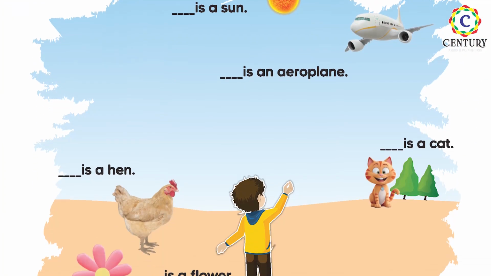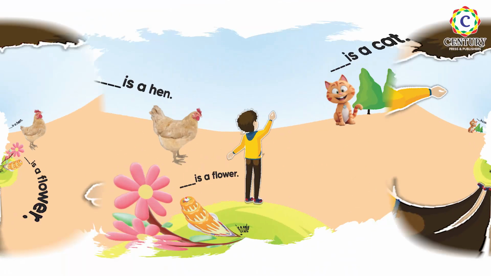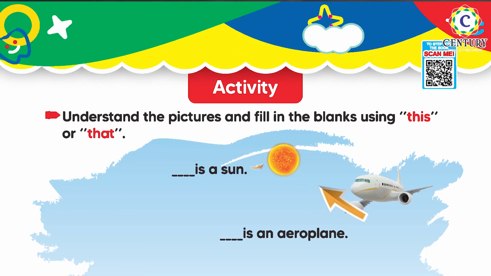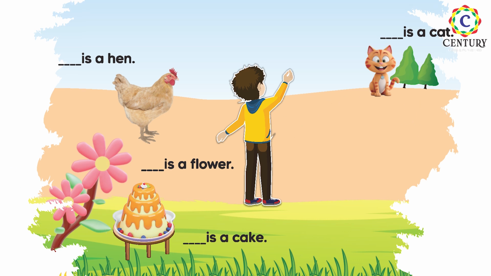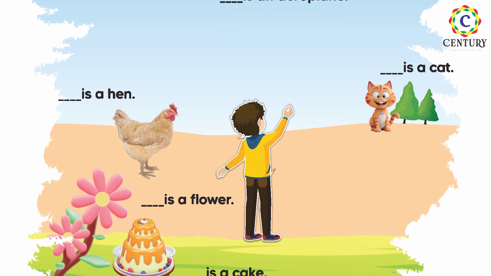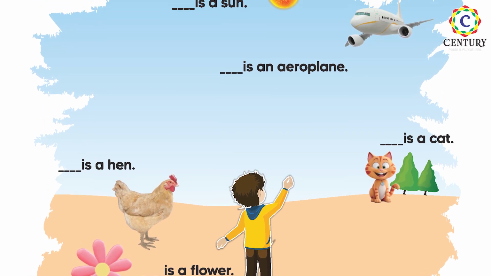Like you can see that there is a boy standing, okay, and there is a sun, aeroplane, hen, cake, flower and a cat. Now who will tell me which thing is near this boy and what is away from him?